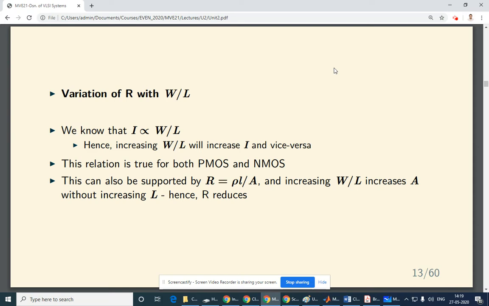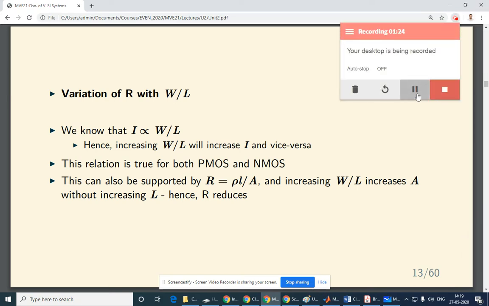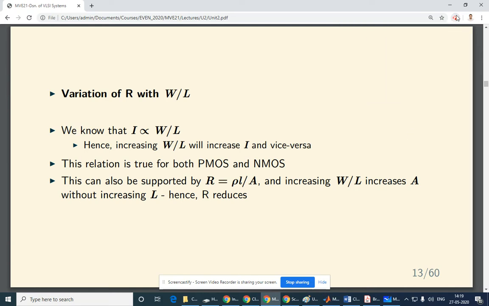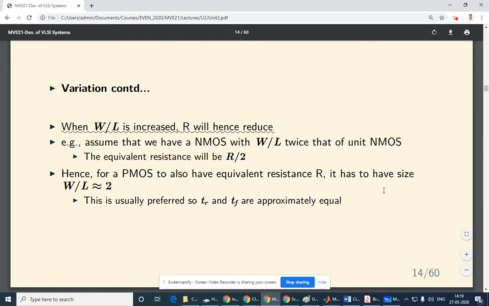If we increase the W by L, then the resistance decreases. So you have to remember that the resistance is inversely proportional to W by L. So if W by L increases, resistance decreases by the same amount, and the capacitance is directly proportional, which means that if the W by L increases, capacitance increases by the same amount. And that we have discussed in detail.